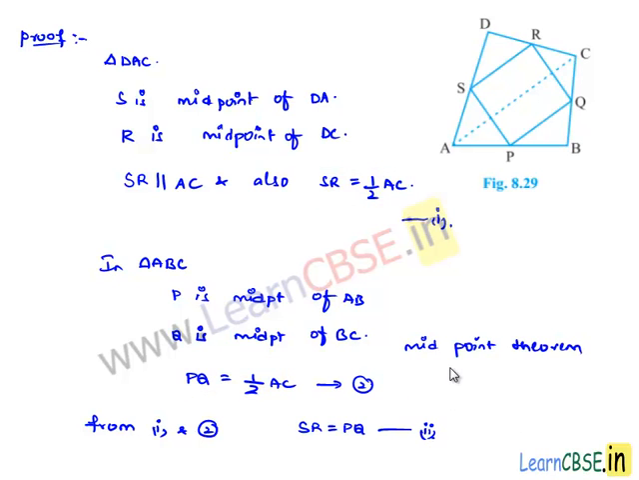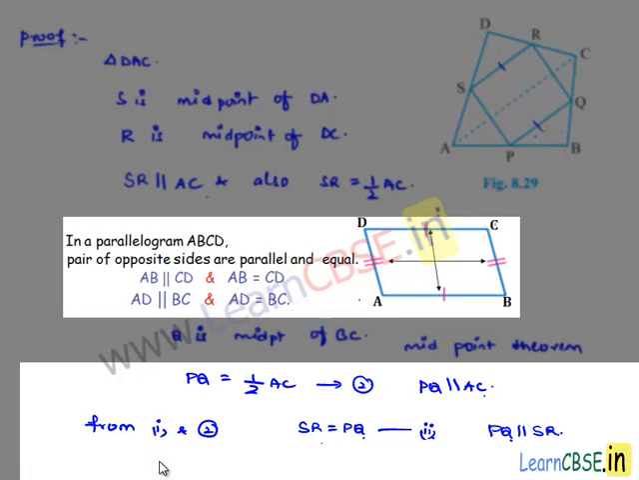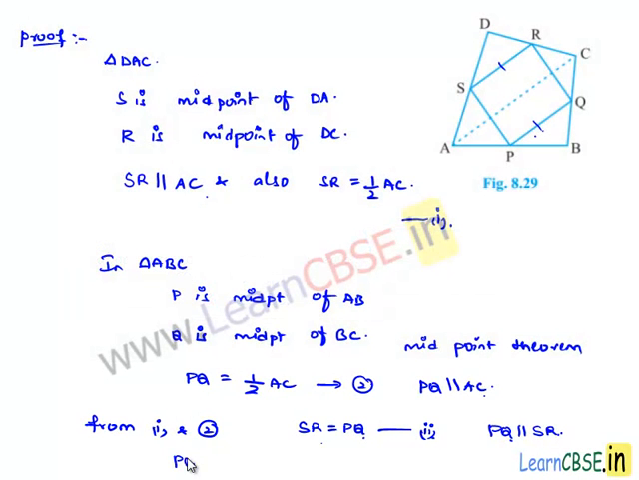Here we can also say that from midpoint theorem PQ is also parallel to AC. Now in the first proof we got that SR is parallel to AC, and in the second proof we got that PQ is parallel to AC and PQ is equal to half AC and SR is equal to half AC. So here we can say that PQ is also parallel to SR. Now here SR is equal to PQ and PQ is parallel to SR. Here we can say that in quadrilateral PQRS, opposite sides are parallel and are equal. If in a quadrilateral opposite sides are parallel and equal, then the quadrilateral is a parallelogram. Therefore, PQRS is a parallelogram.